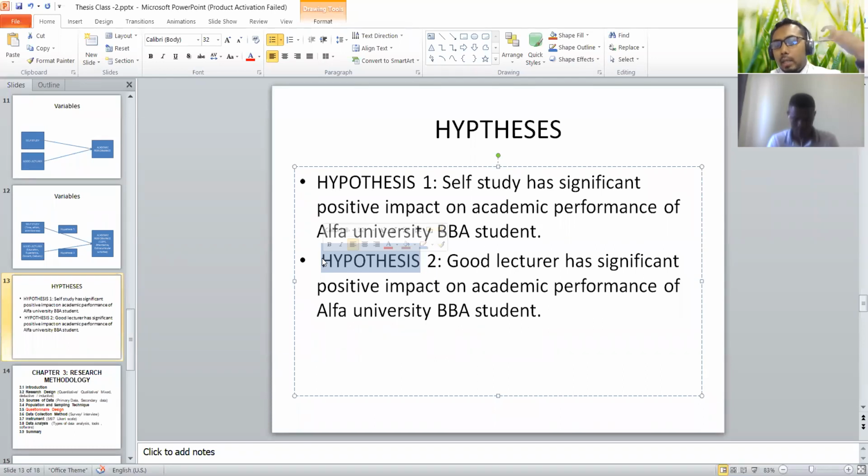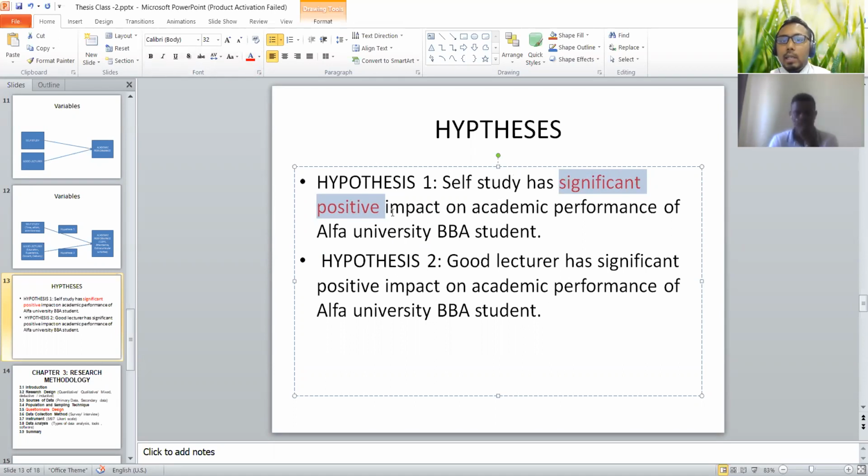Previously they used this null hypothesis, but now the researchers want a directional hypothesis, positive or negative, significant or insignificant, this kind of direction. Okay, but for your bachelor, you can skip that. You can only say that self-study has impact on academic performance at Alfa. You can skip the direction, it's okay for the bachelor, but you have to write down the hypothesis this way.